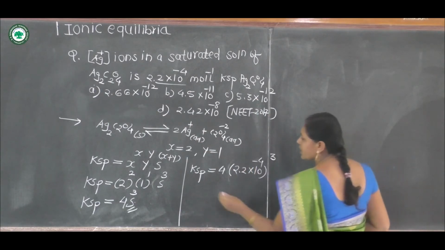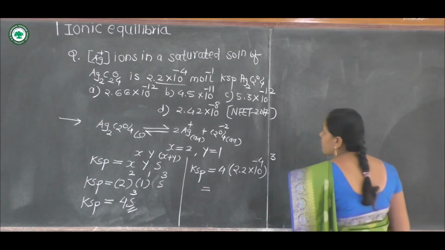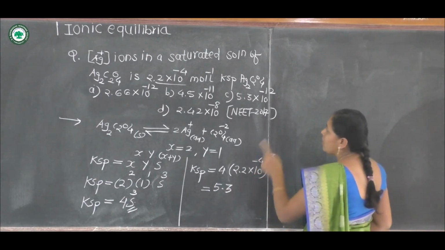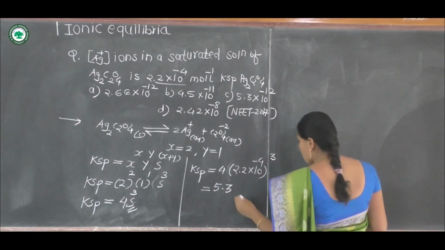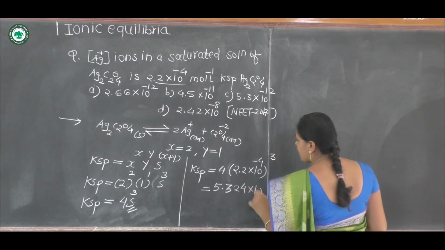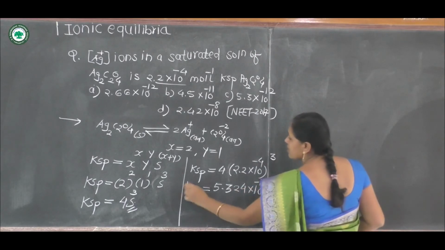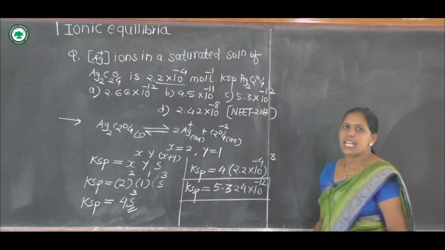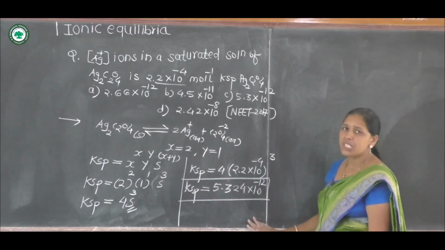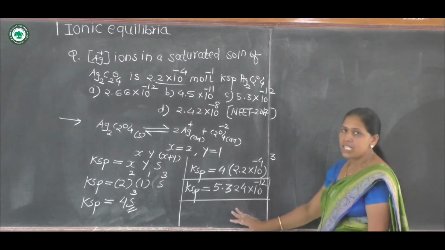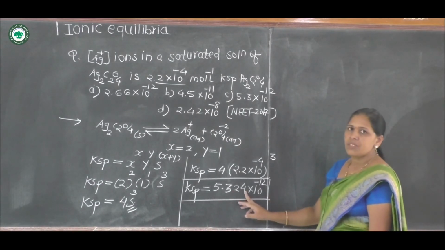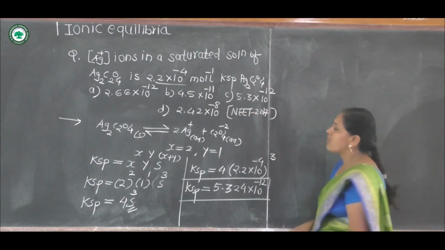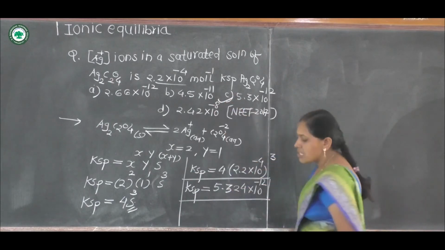Then its value becomes, by multiplication, 5.324 × 10^-12. This is the solubility product for silver oxalate. And which option is correct? 5.324 is nearly equal to 5.3 × 10^-12. Therefore, the correct answer is C.